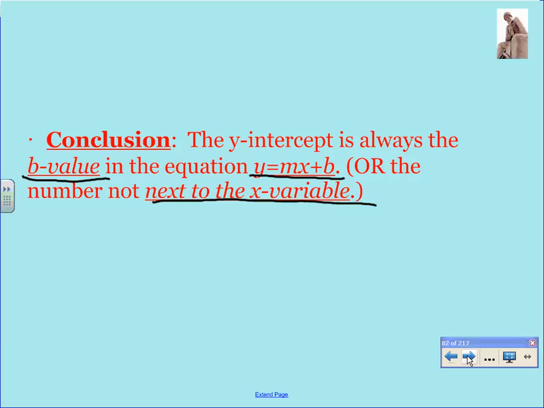Okay, when you're done with that, I am going to verbally give you a scenario, and I want you to write down at the bottom of that paper what you think the y-intercept is. Okay? All right, here it is. We currently have 5 inches of snow on the ground. It snows 2 inches every 3 days.